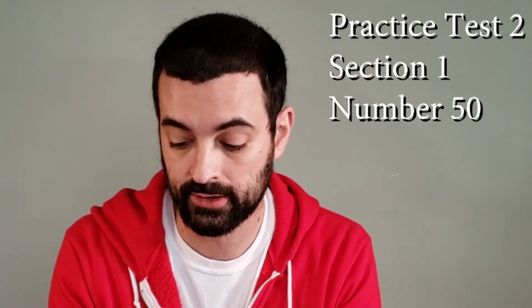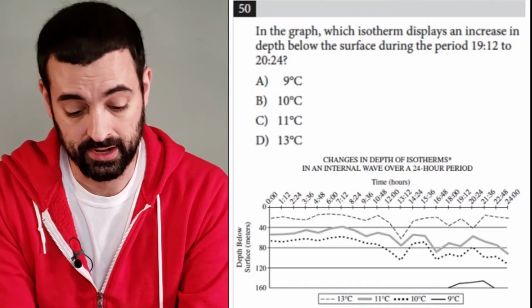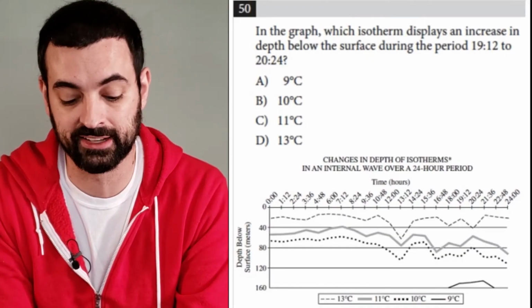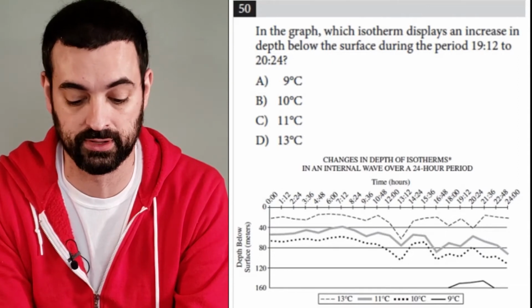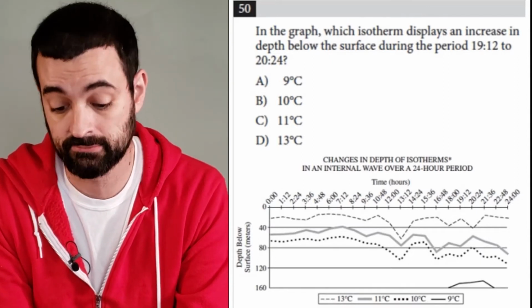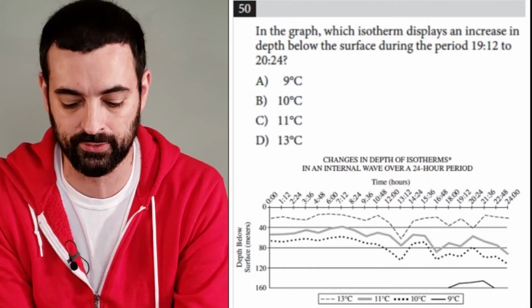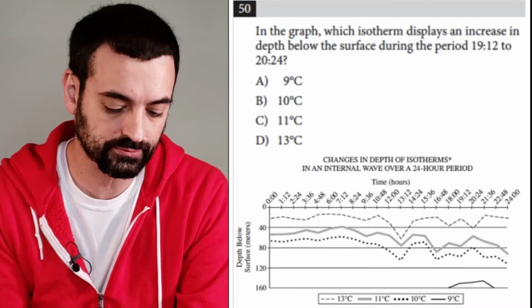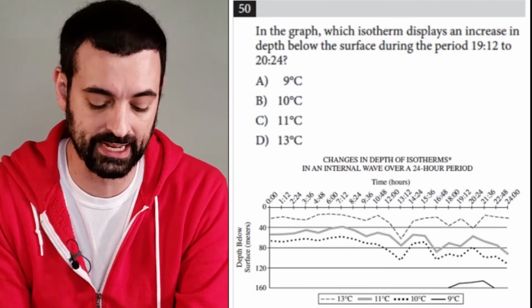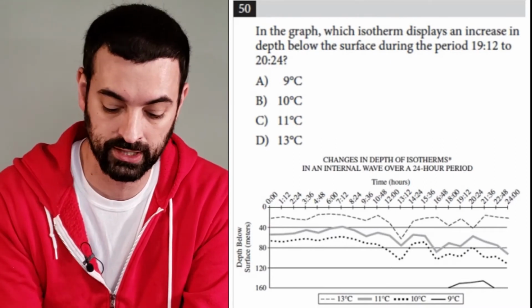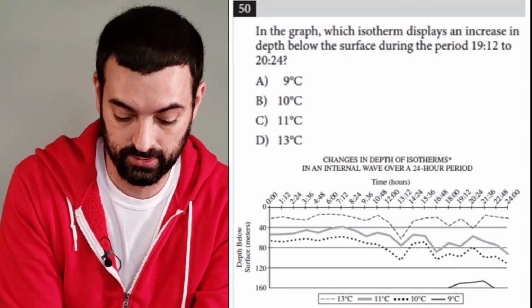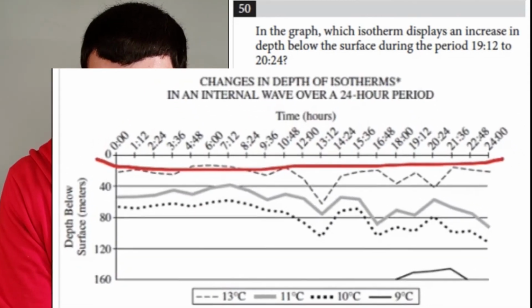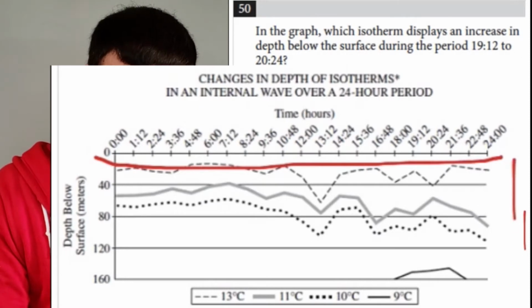One more example will come from test 2, section 1, number 50. In the graph, which isotherm displays an increase in depth below the surface during the period 1912, I guess that would be 7:12 America time, to 2024, which would be 8:24 p.m.? You don't need to know that because they give you time here horizontally and they give you depth vertically.